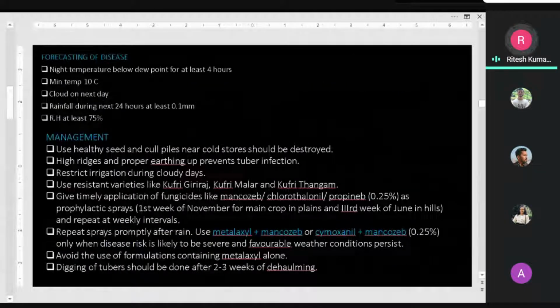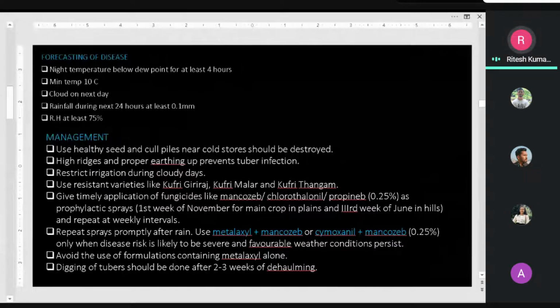You have read about forecasting sometime. So this is also known as the Dutch rule. There are four criteria of the Dutch rule: night temperature should be below dew point for at least 4 hours, minimum temperature should be 10 degrees Celsius or slightly higher, cloudiness index of 0.8 predicted on the next day, or rainfall predicted of at least 0.1 mm, and RH at least 75%.